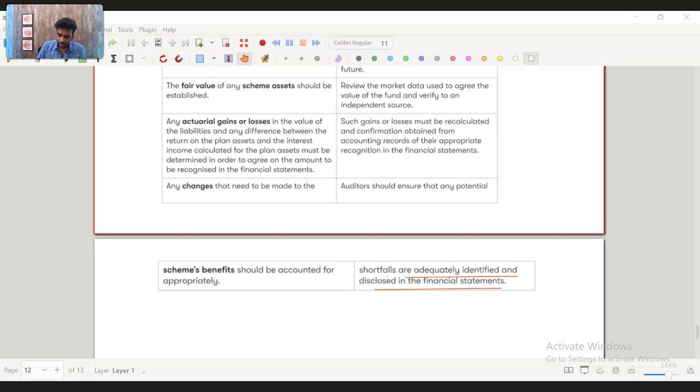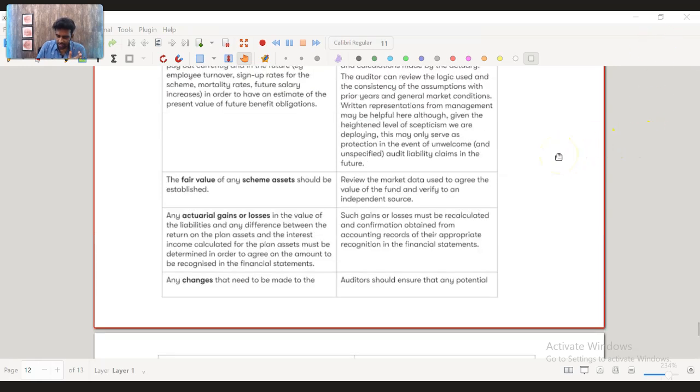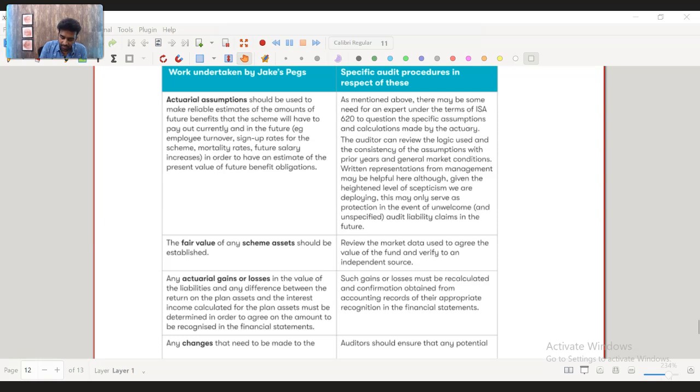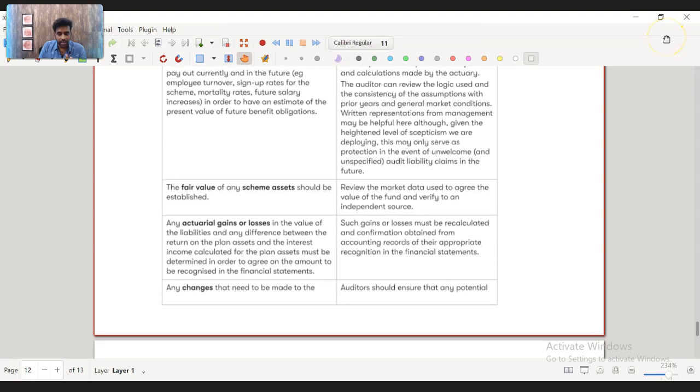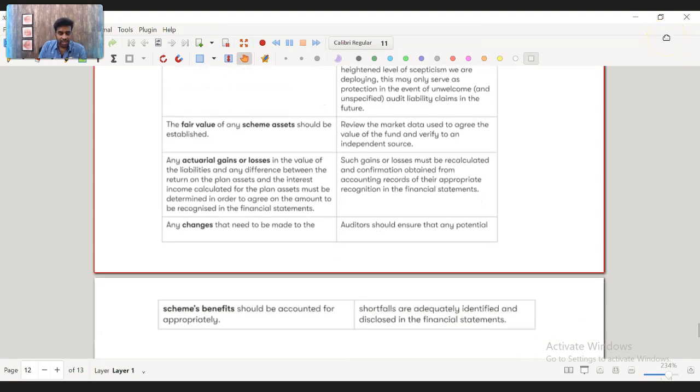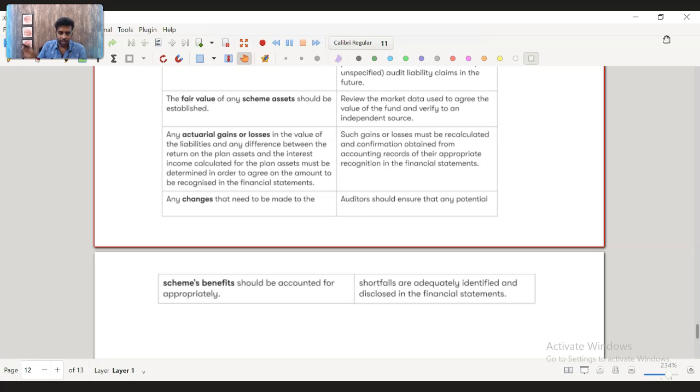So if you are asked about the audit procedures with respect to employee benefits, you can write these specific procedures. It's very simple. You just need to focus on hiring an expert for the actuarial calculation. For the scheme assets, you can review the market data to see if the fair value of the scheme assets is appropriate. Actuarial gains or losses you can compare against the market, and then recalculate it and compare against your records. Changes to the employee benefits have to be reported adequately in the financial statements, and disclosure also has to be appropriately made in the financial statements.